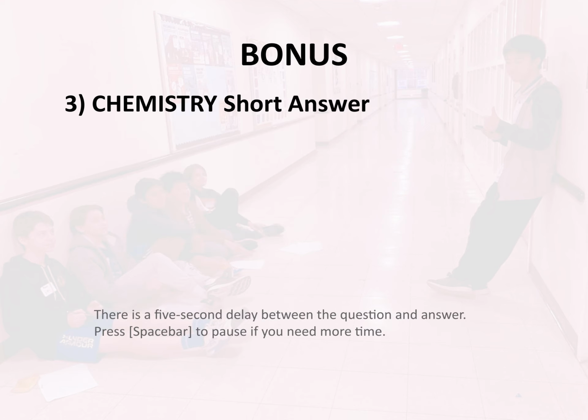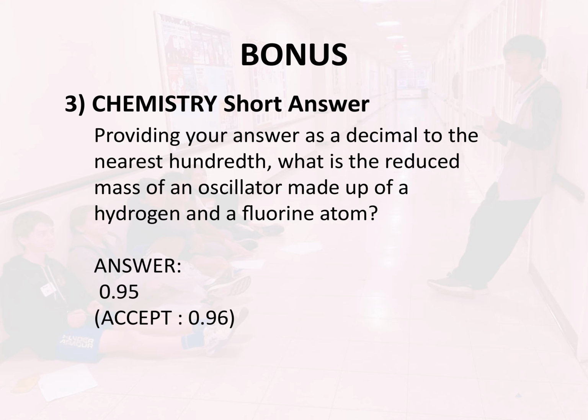Bonus 3. Chemistry. Short answer. Providing your answer as a decimal to the nearest hundredth, what is the reduced mass of an oscillator made up of a hydrogen and a fluorine atom? Answer. 0.95.